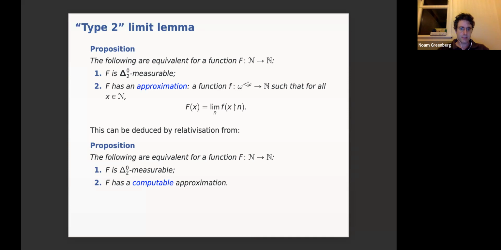And this can be deduced by looking at the lightface version, the effective version. So lightface Δ^0_2 measurable is the same thing as having a computable approximation, just like in the limit lemma by Shoenfield.